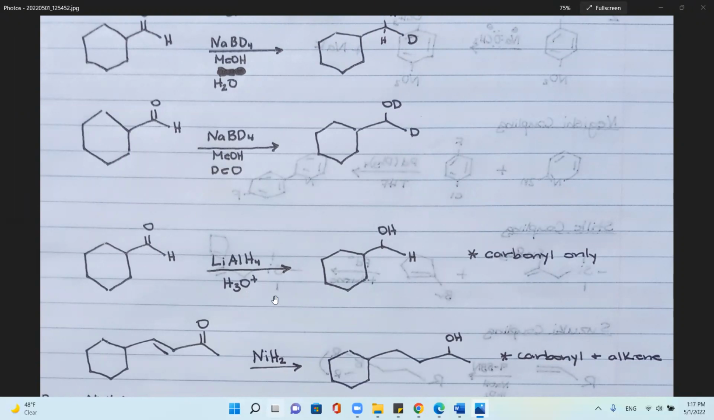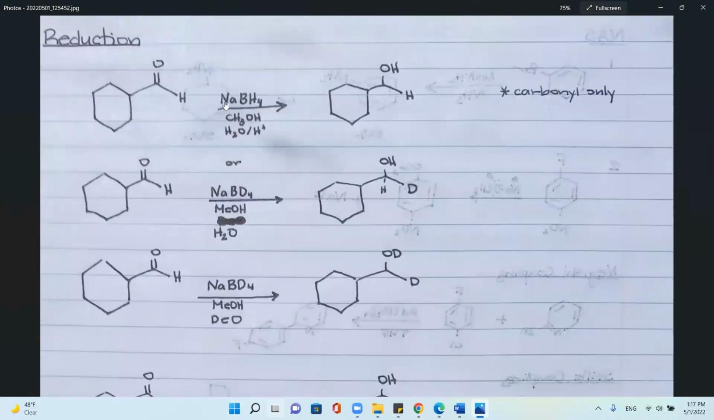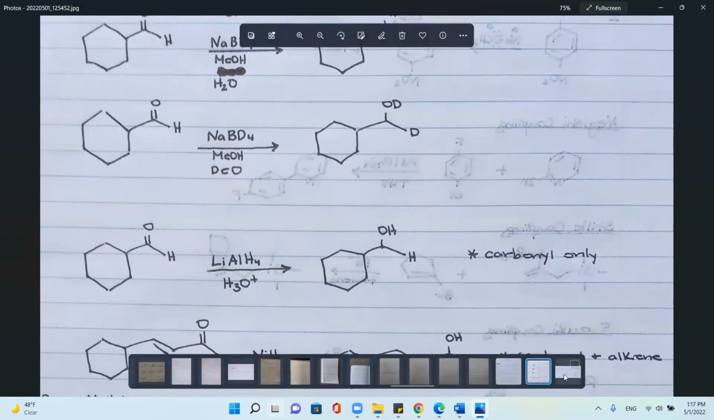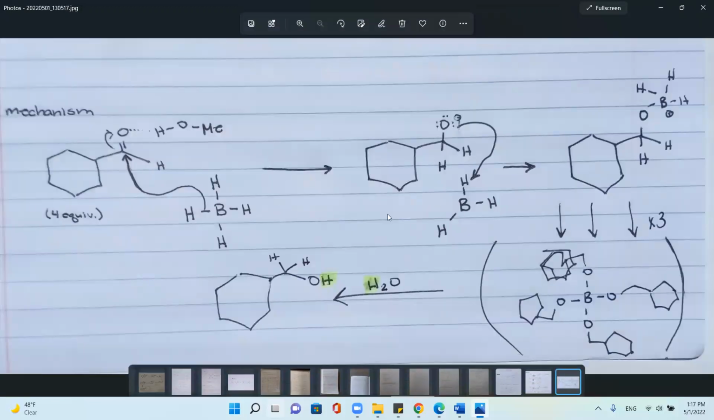Another thing to note about this one is it does actually react with both alkenes and carbonyls, versus lithium and sodium borohydride, which only react with carbonyls. So you can see it has actually reduced this carbonyl and this alkene and this carbonyl into an alkane and an alcohol. Let's look at the mechanism just a bit now, so we have an idea of what we are talking about.